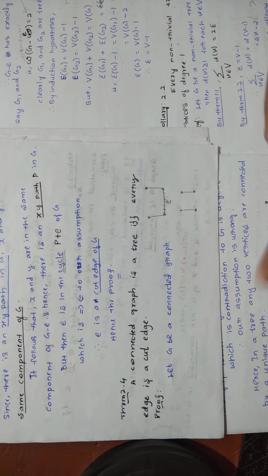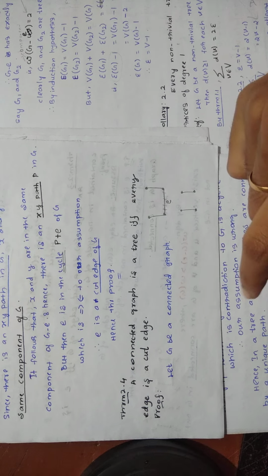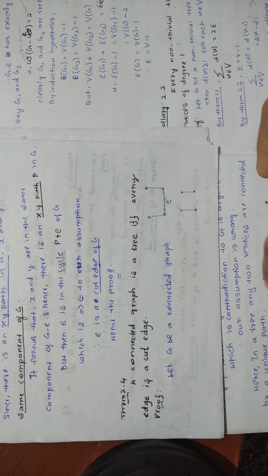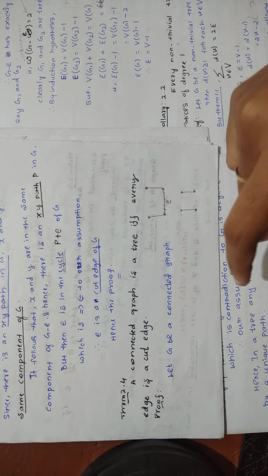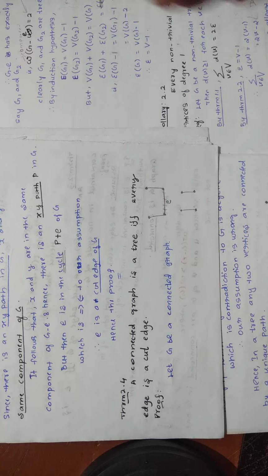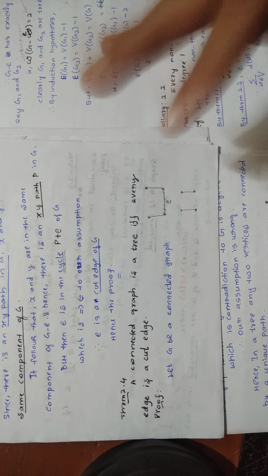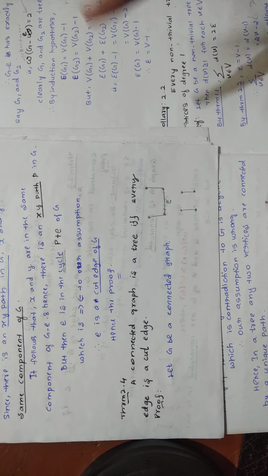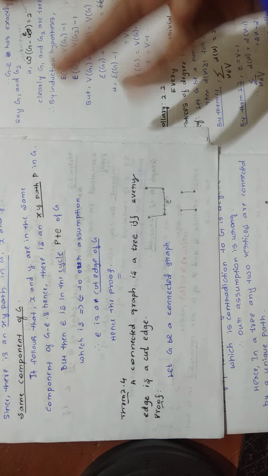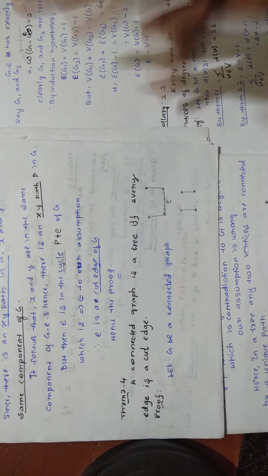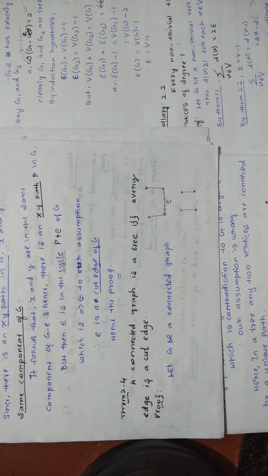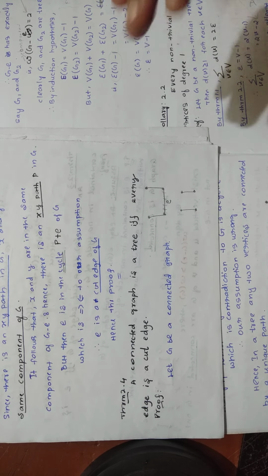So here, a connected graph is a tree, when will it be a tree? If and only if every edge is a cut edge. Or if in a graph every edge is a cut edge, then you can say that graph is a tree. Okay, that's the meaning of this theorem. So let's move on to the proof.